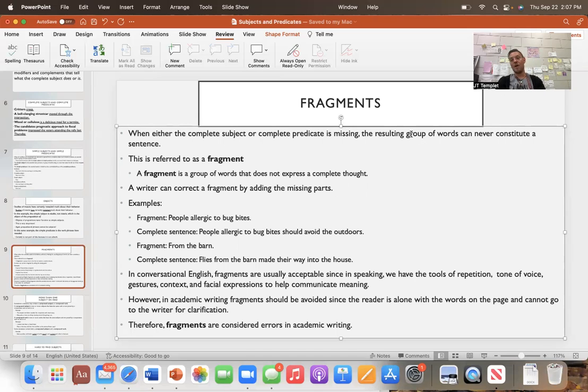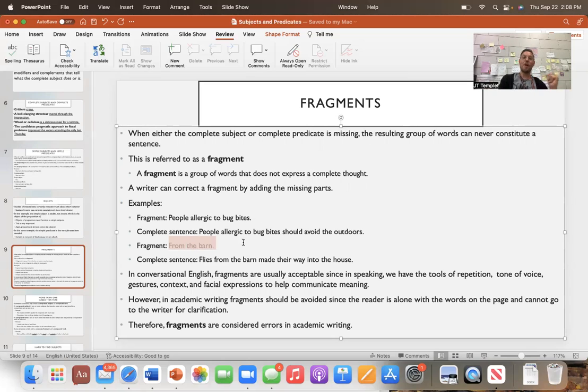So for example, if I'm reading something or writing something, let's put myself in the hot seat. I'm writing something and I say, people allergic to bug bites. My audience is left wondering, people allergic to bug bites, what? To do what? What is the action? And so a complete sentence would be adding the predicate. People allergic to bug bites should avoid the outdoors.